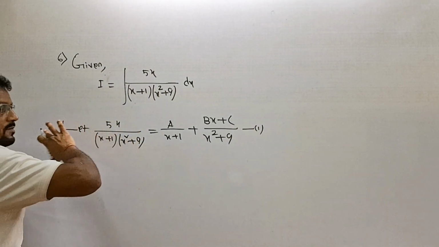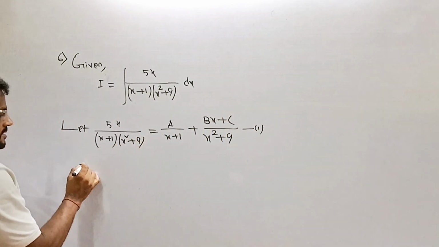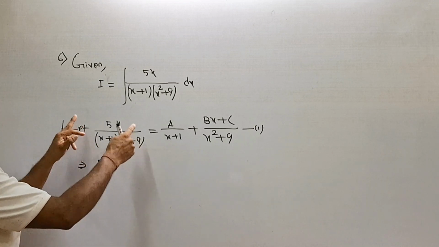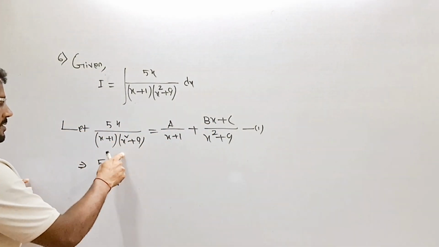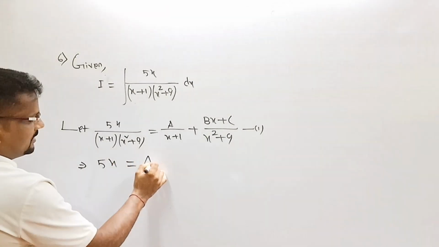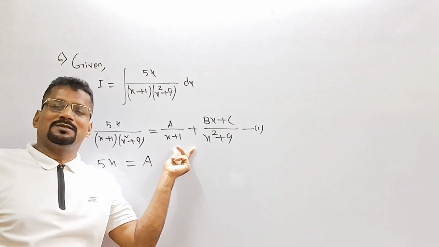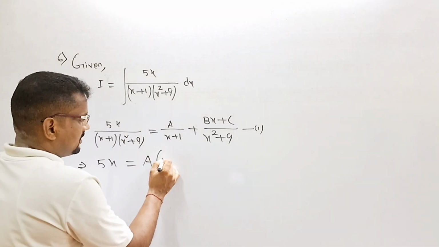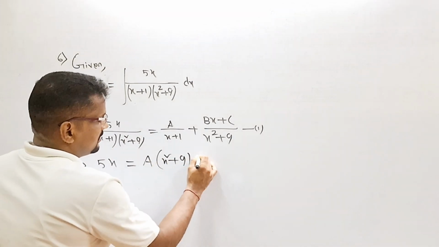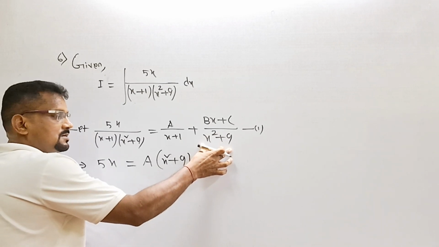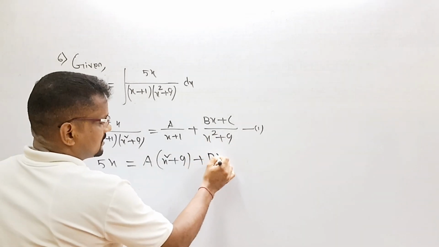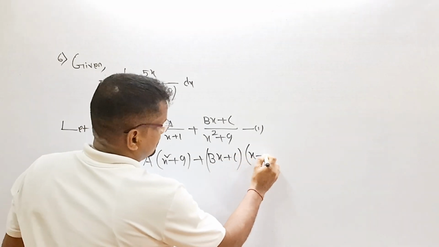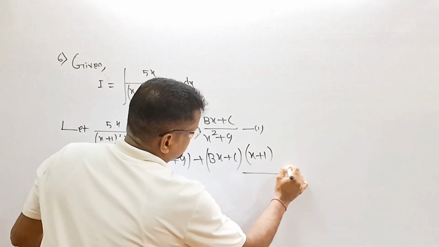Then take this, multiply throughout, and simply forget about the denominator. It will be 5x, because we multiply each and every term by this quantity, then it will be cancelled out. 5x will be left, equals a times x plus 1 will be cancelled out. What is left? x square plus 9. So a times simply x square plus 9, plus bx plus c times x plus 1. This is your number 2.